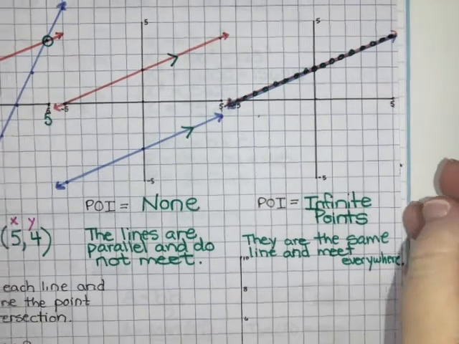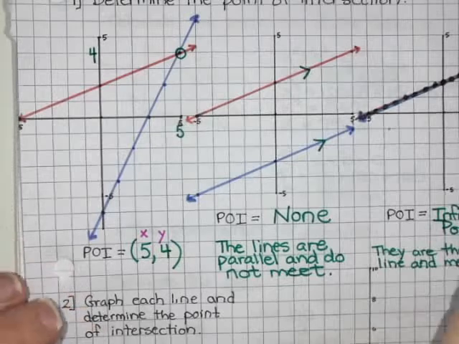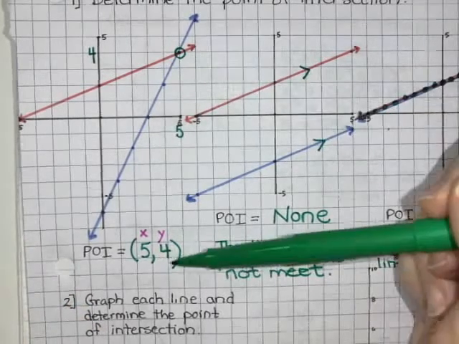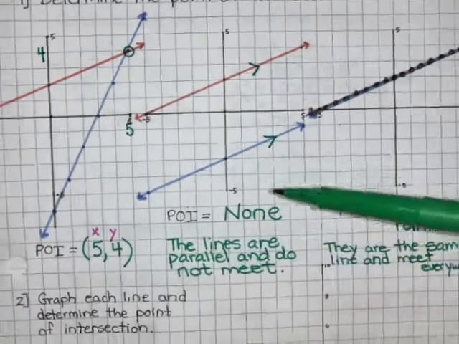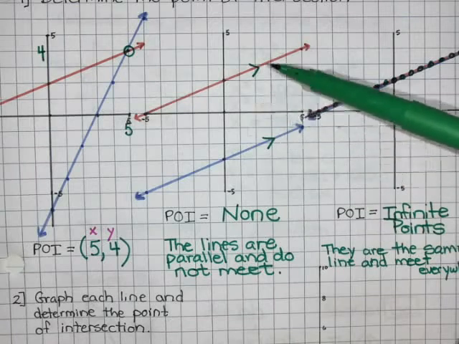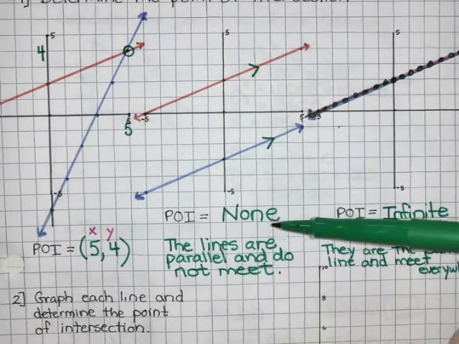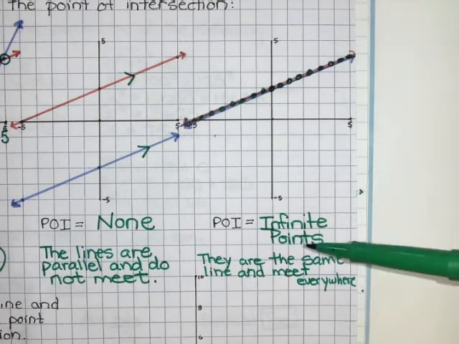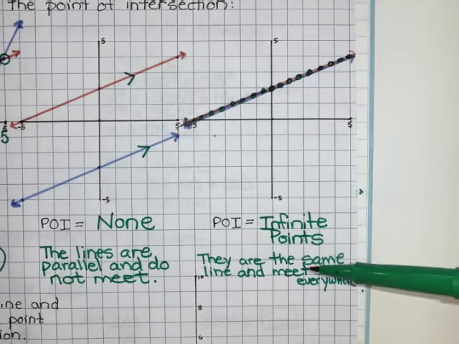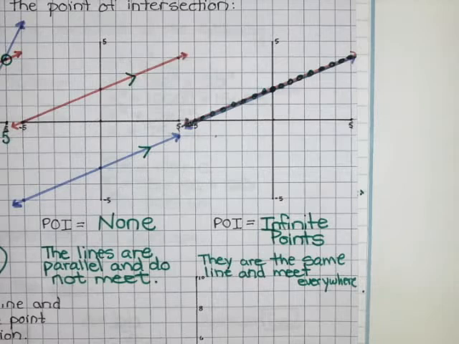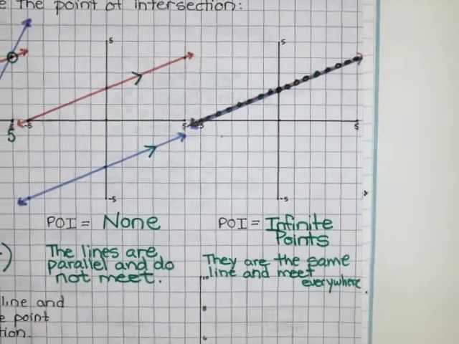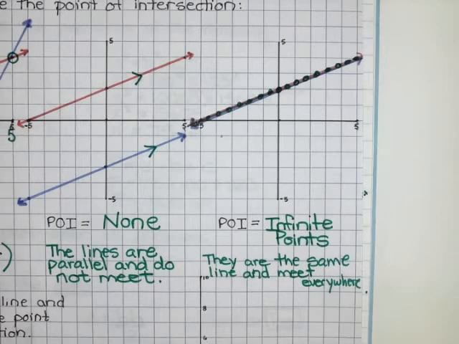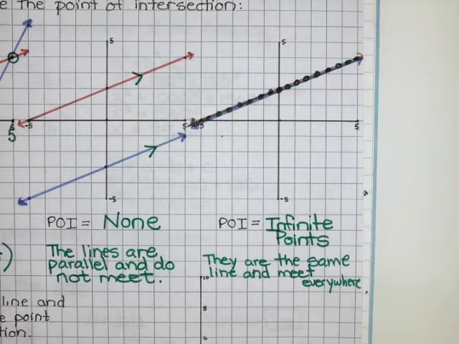So when you have lines that intersect, they can intersect at a point, and then you just state the coordinates. They could be parallel, which would tell me that they don't meet at all, so they would have no point of intersection. Or they could be the exact same line, which means they would have infinite points of intersection because they intersect everywhere. So we are going to try graphing some ourselves, and then we'll see if we can find their points of intersection.